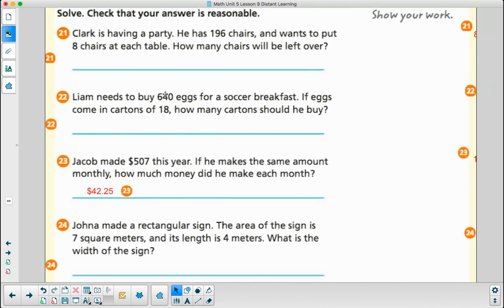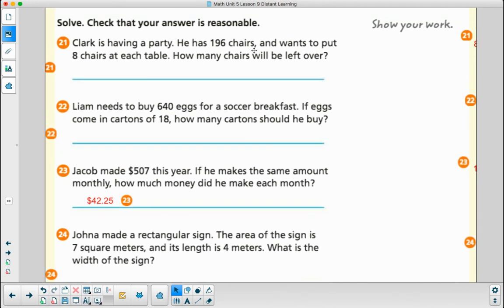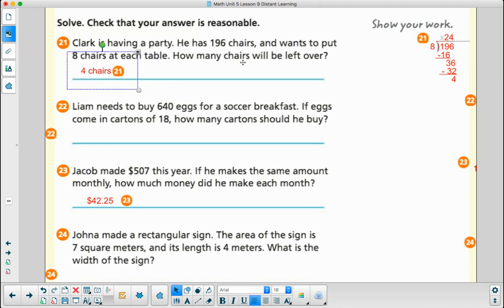Clark is having a party. He has 196 chairs and wants to put 8 chairs at each table. How many chairs will be left over? So he has 196 chairs and he's putting 8 around each table. So I would have 24 tables surrounded with 8 chairs with a remainder of 4. Well, that 4 is what's left of my 196 chairs. Those are the chairs left over. So for my answer, I put 4 chairs.